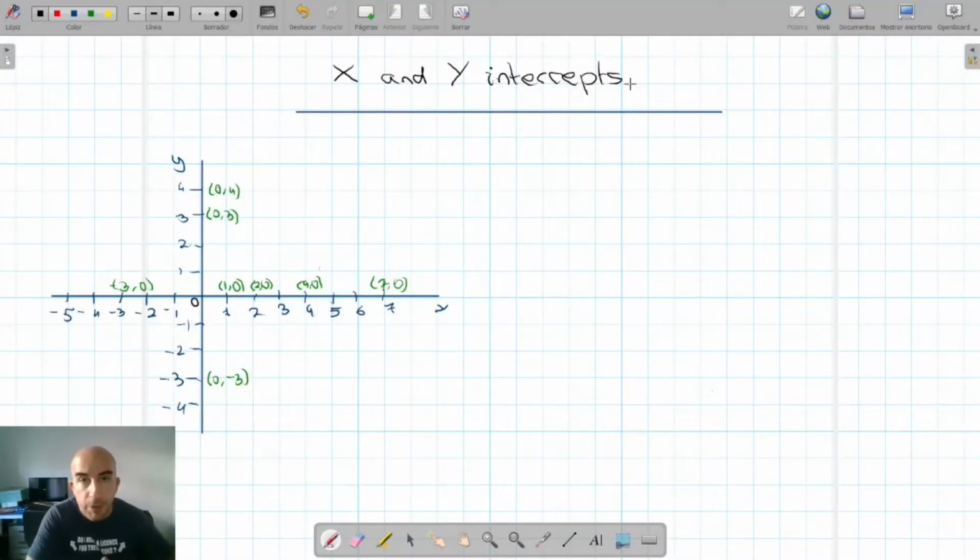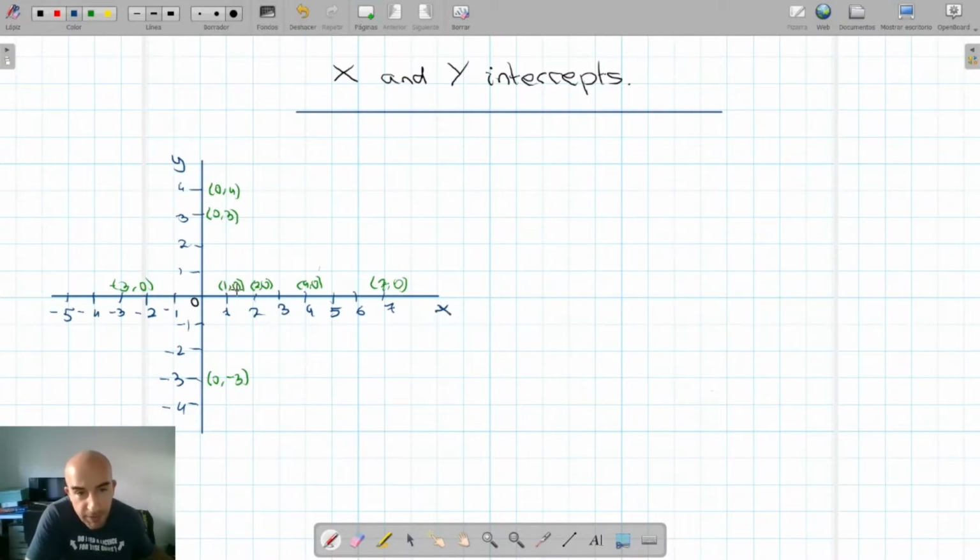So today we're going to look at x and y intercepts in graphs. So what does that mean? It means where the graph cuts the x-axis or cuts the y-axis. So we must take into account something which is very important.